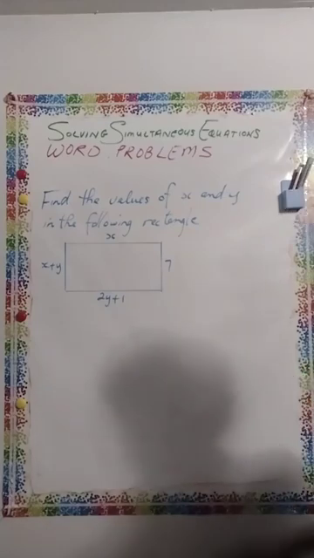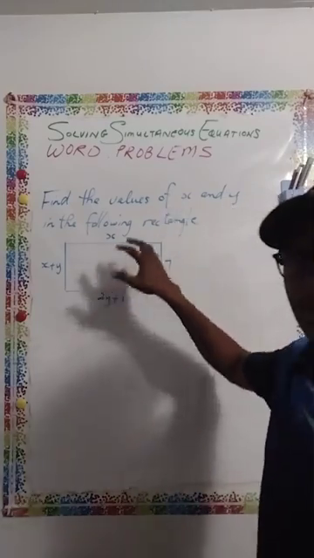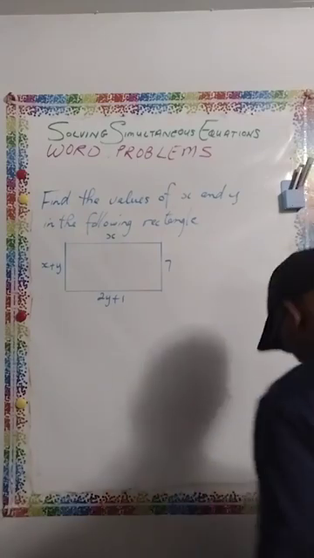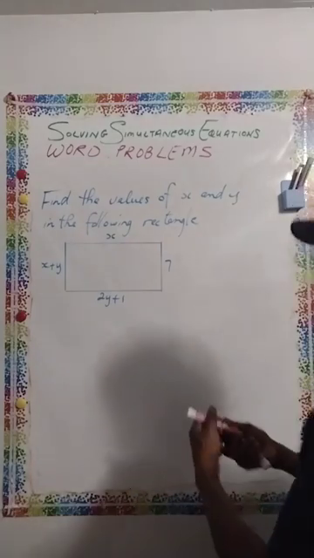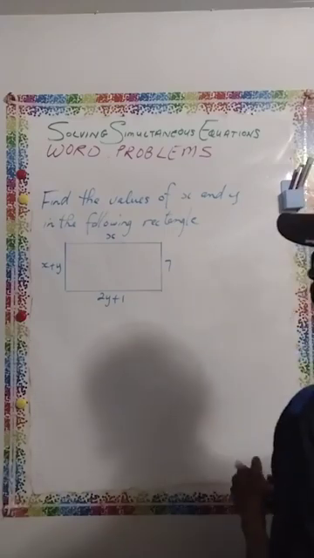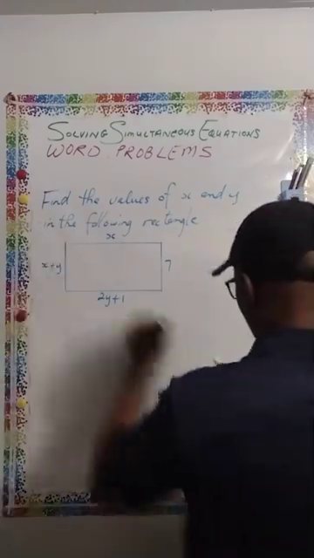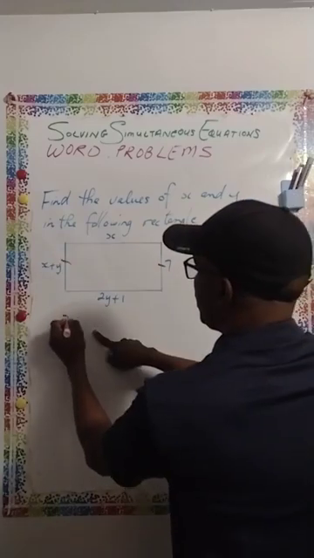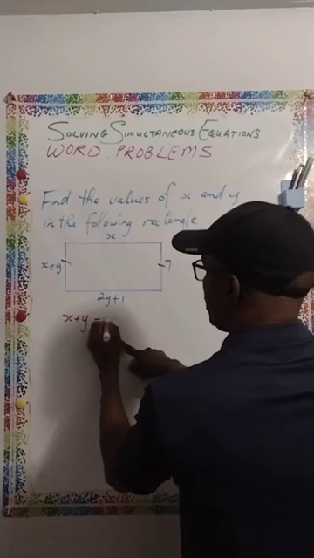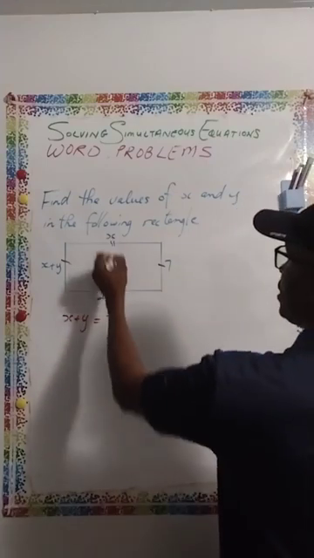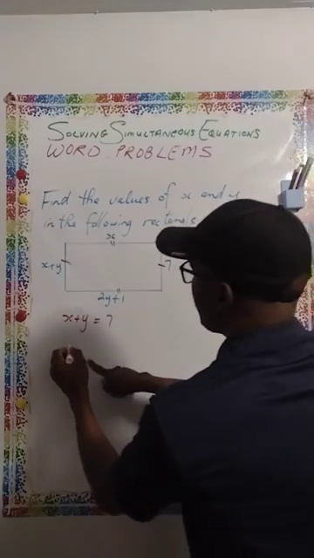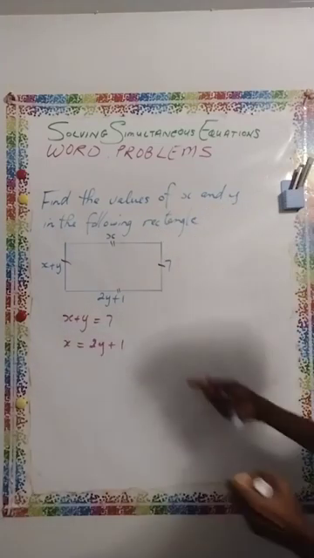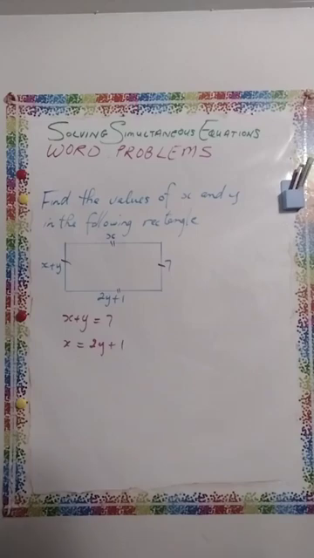So look at this here. First of all, you have to remember the properties of a rectangle. And if you recall clearly, it is being said that the opposite sides are equal. It means that this side is equal to this side, so we can say that x plus y equal to 7, and this side equal to this side, so we can say x is equal to 2y plus 1. So what you notice there? We would have formed two equations, right?